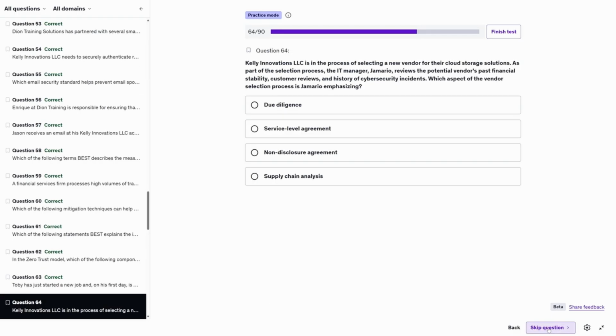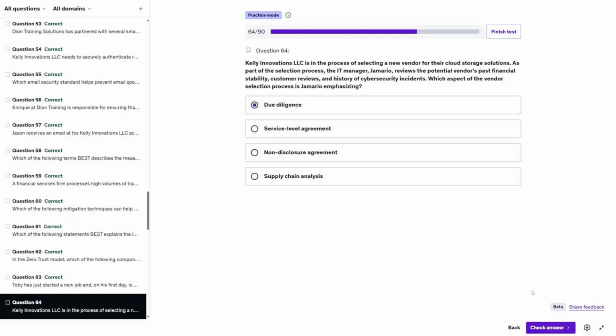Kelly Innovations LLC is in the process of selecting a new vendor for their cloud storage solutions. As a part of the selection process, the IT manager, Jamario, reviews the potential vendor's past financial stability, customer reviews, and history of cybersecurity incidents. Which aspect of the vendor selection process is Jamario emphasizing?